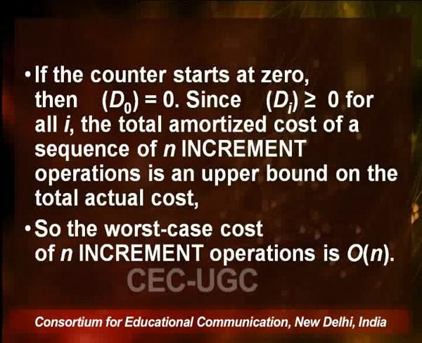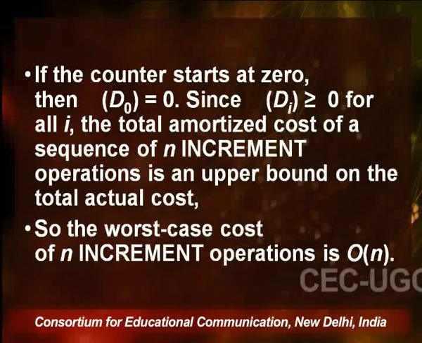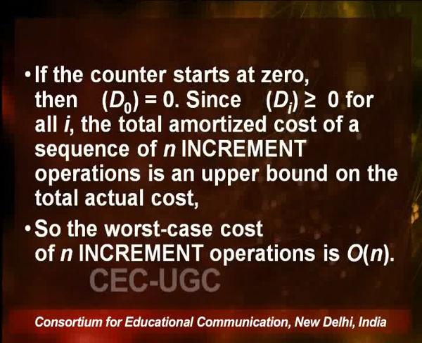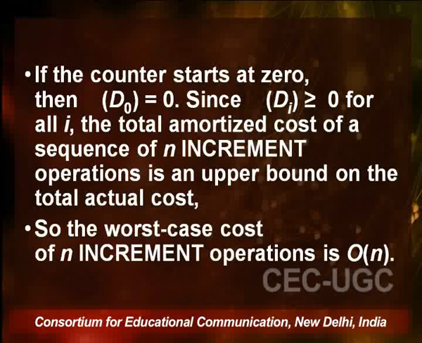Now, assume a situation where my counter is starting at 0. The potential associated with the whole data structure, which we take into account at the initial stage, is denoted by D0, and D0 is 0 because I have told you that the counter is starting at 0. So, when my counter starts at 0, D0 equals 0, and for every other stage i, D of i is greater than or equal to 0.